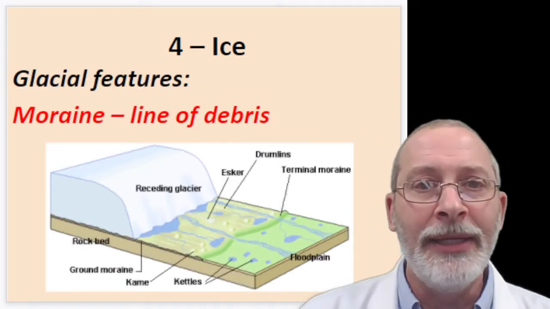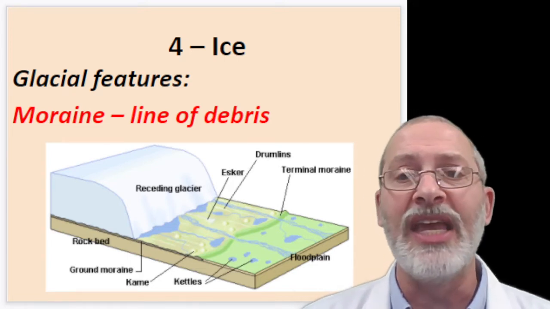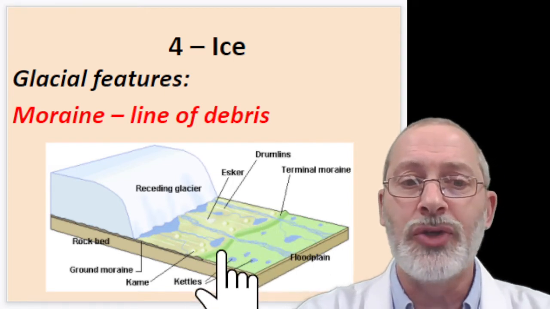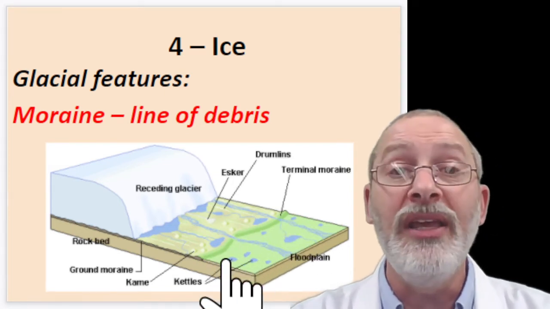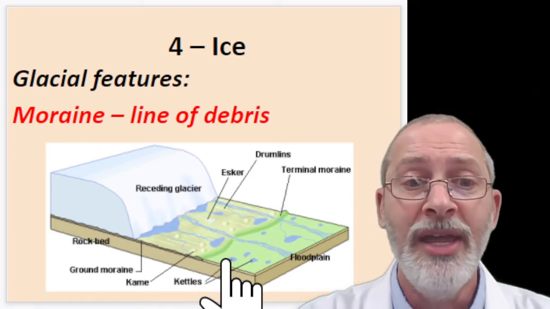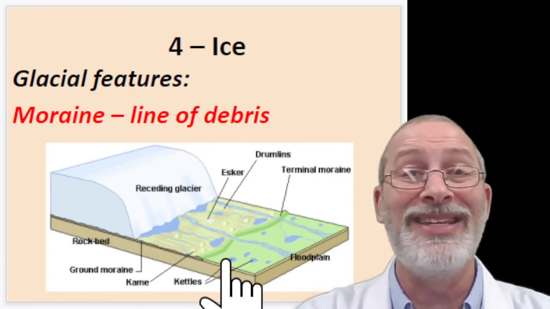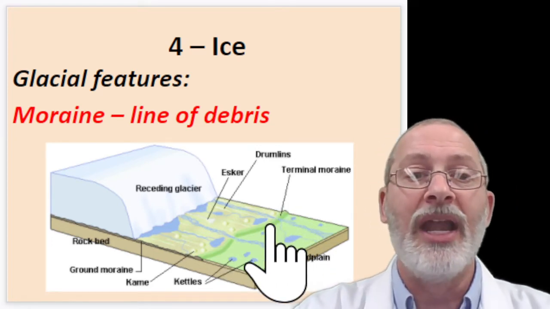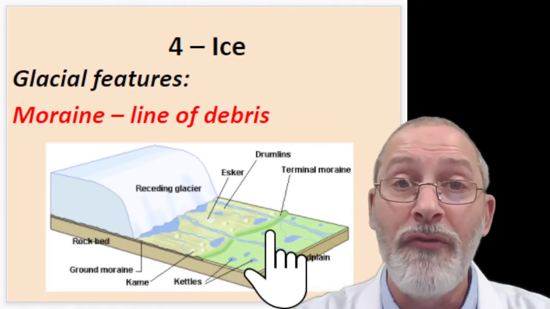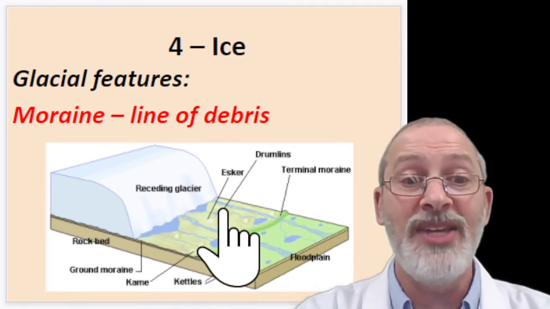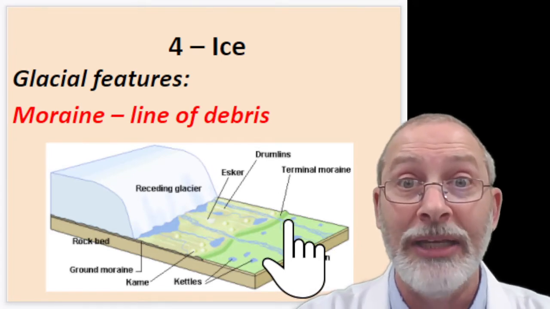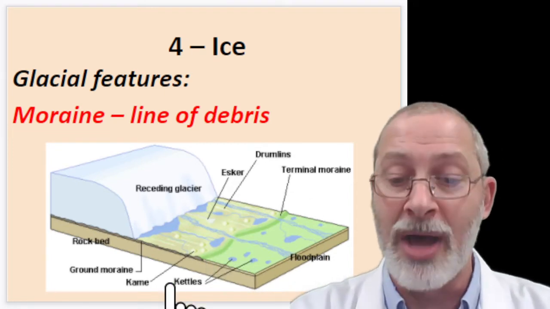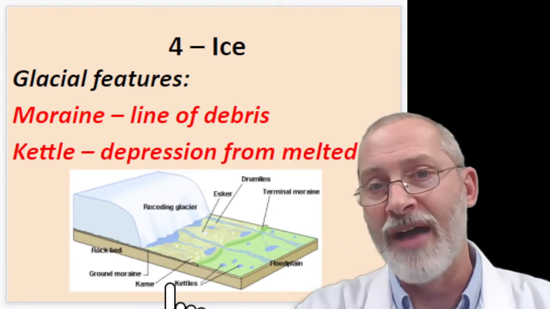A moraine, not a moron, but a moraine is a line of debris. This line of debris here is called the terminal moraine. In fact, we live on top of the terminal moraine right here. That's why there are so many sand and gravel pits in our township. They are mining the line of debris that was left over by the last ice age. The last ice age ended right here, literally right here, and left behind the terminal moraine, which is still being mined today for sand and gravel.